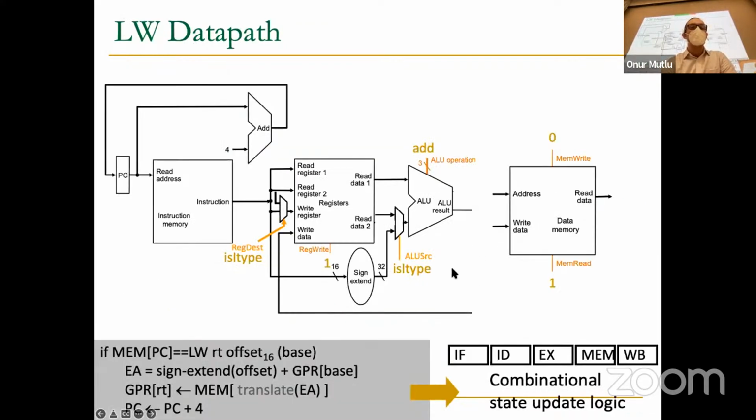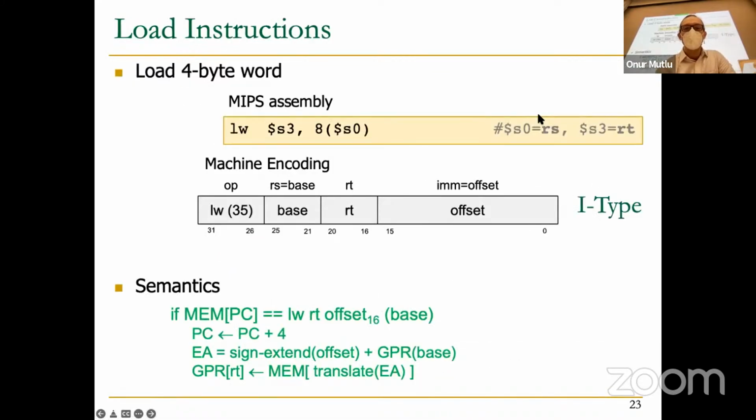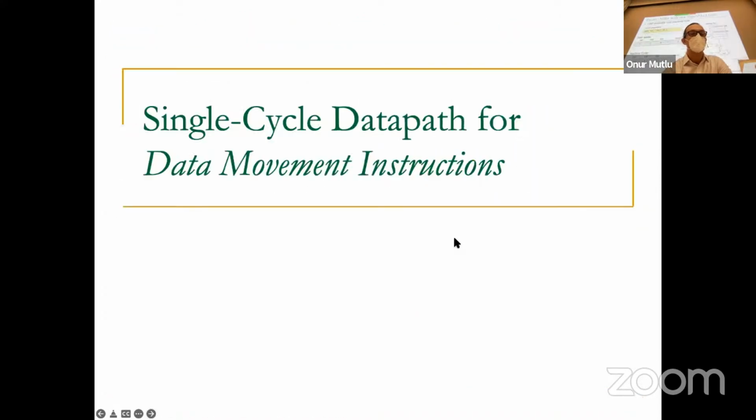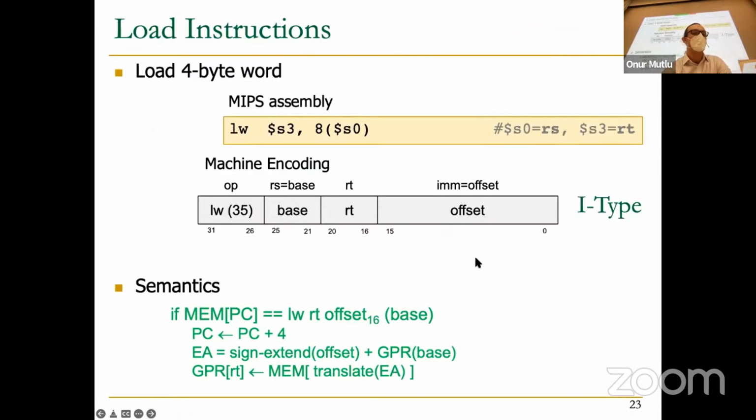Okay, so let's implement this now. So what kind of data path do we need? If you look at this, load is very similar to an I-type instruction. In fact, it's an I-type instruction. The fields are exactly the same as add immediate that I showed you earlier. Here you have RS, RT, immediate. Here you have base, RT, immediate, essentially. So the encoding is exactly the same. That's why this is called an I-type instruction also.